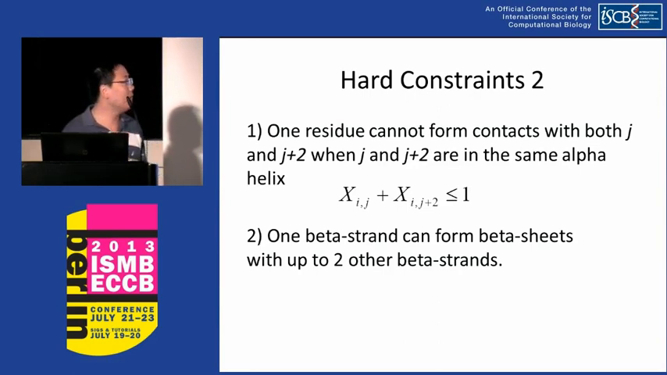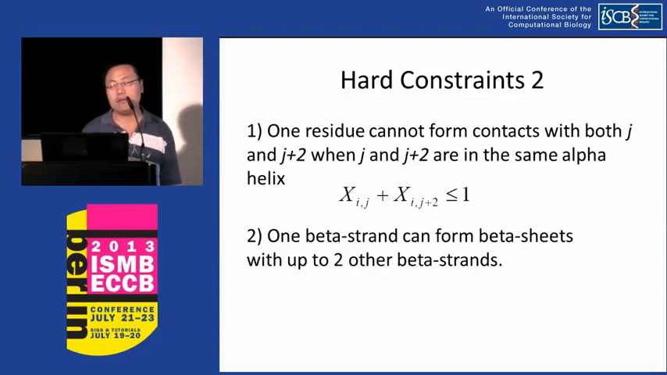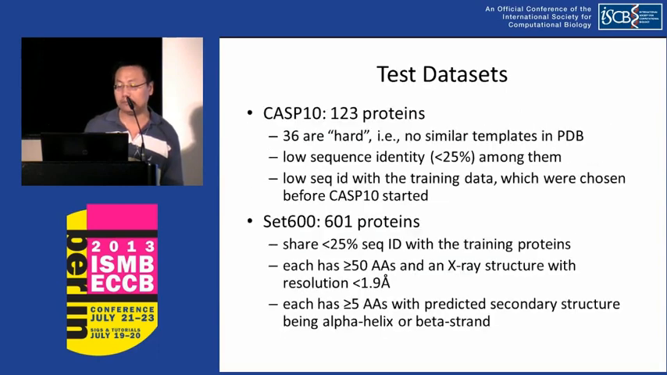We also know one residue cannot form too many contacts. Like, one residue cannot form contacts with both J and J plus 2 when these two residues are in the same alpha helix. So we can formulate these as hard constraints. And we also know one beta strand can form contacts with up to 2 other beta strands. So we can also represent these hard constraints as linear constraints.